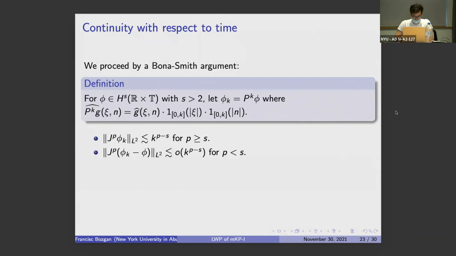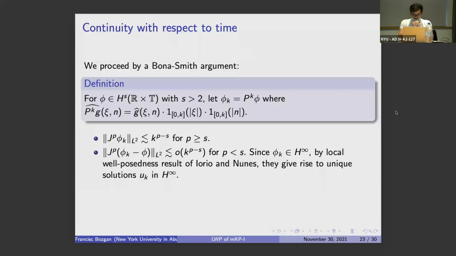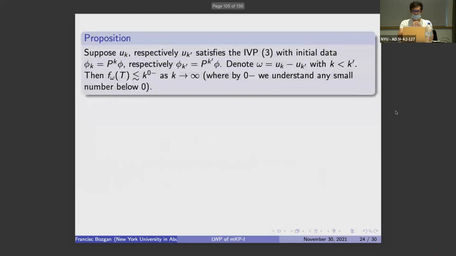Now, since these cutoff functions phi_k are in H infinity, by again Yo-Yo and Nunes, they will give rise to unique solutions u_k in H infinity. This is the Bona-Smith argument.